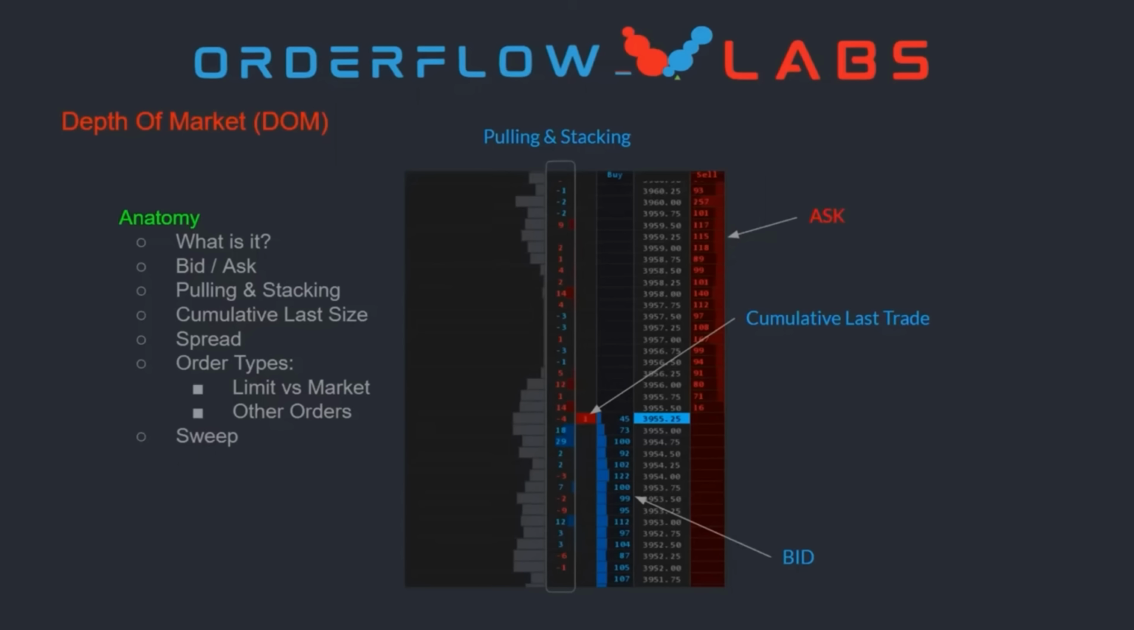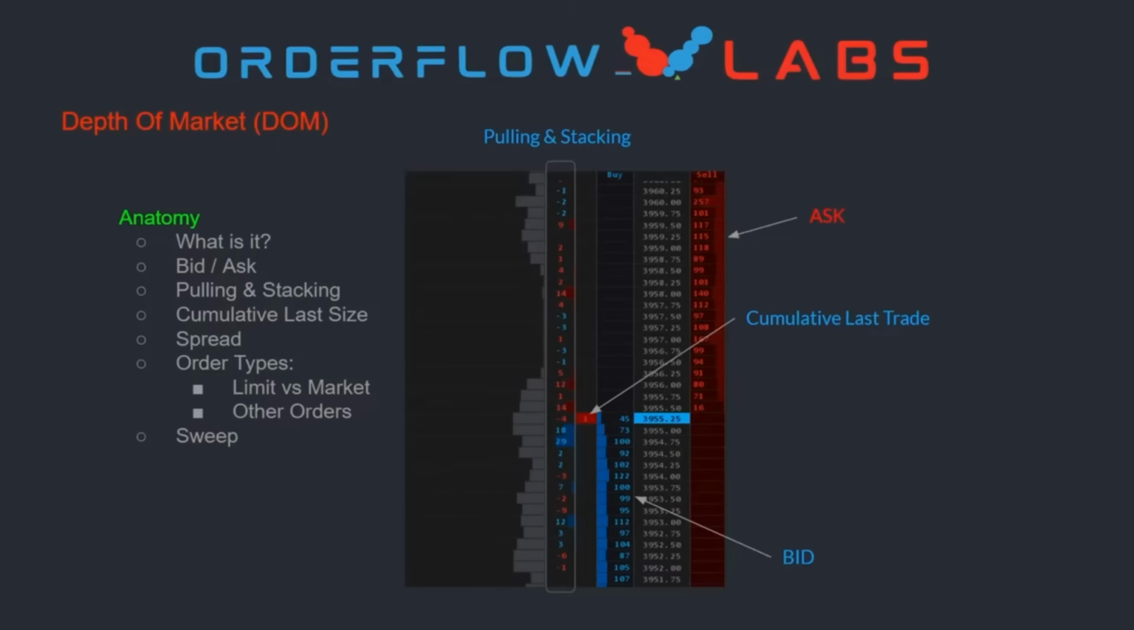You may not necessarily see purely by watching the cumulative last size as that's reset, but that is a component that I personally utilize to see who is actually stepping in which direction. And it is a very quick window as it updates. And in my opinion, an important piece of the pull and stack nuance.